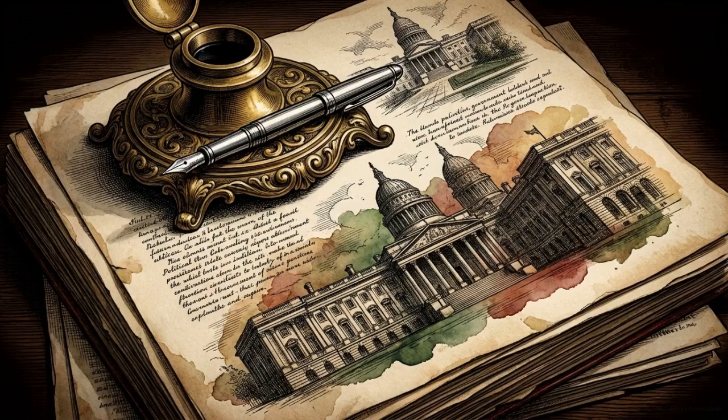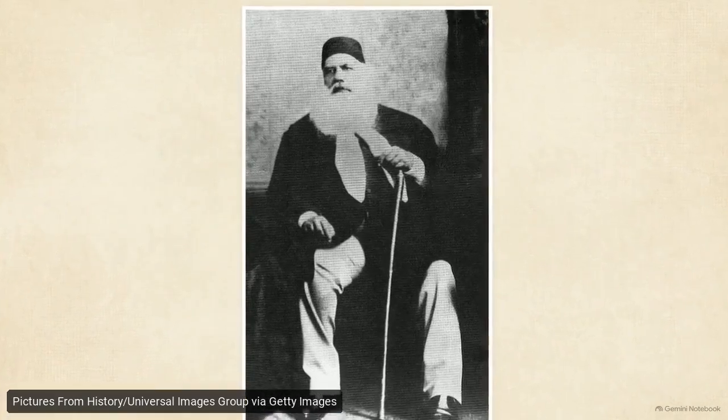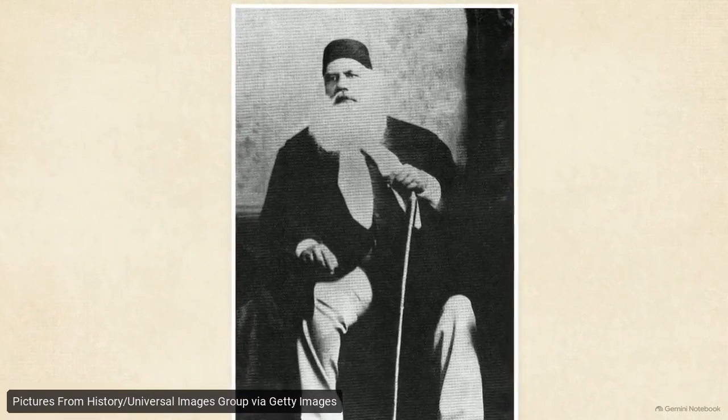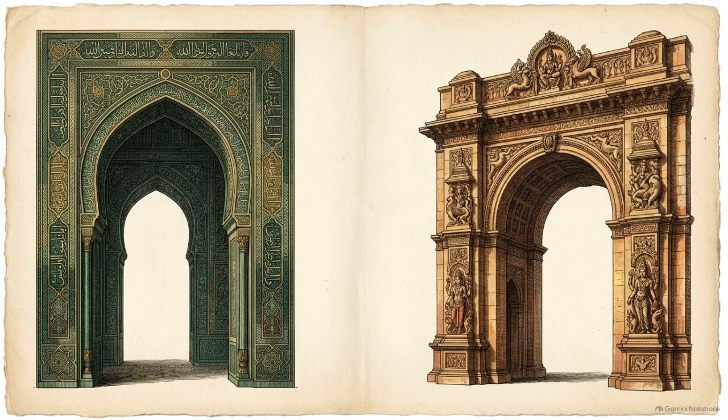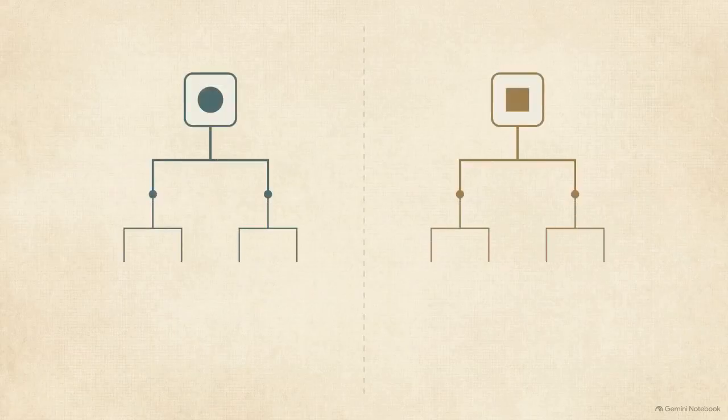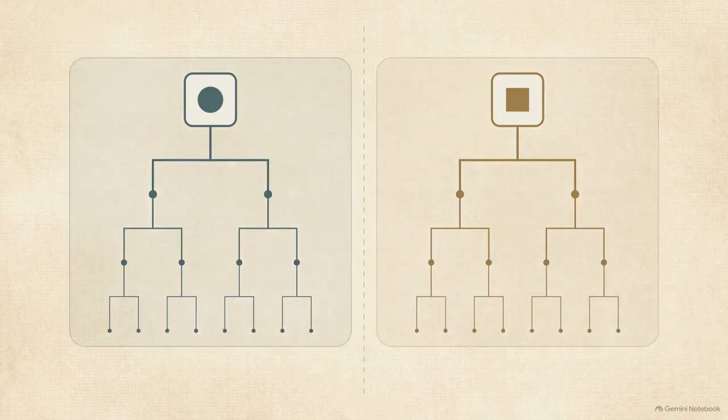Surviving this system would require an entirely new strategy. Sir Syed Ahmad Khan was the first major figure to recognize this structural trap. He formulated what became known as the two-nation theory. He argued that Hindus and Muslims were distinct socio-political entities with different ideologies. Therefore, they required separate representative frameworks to coexist under British rule.